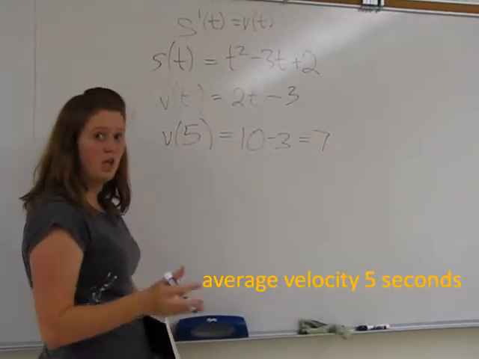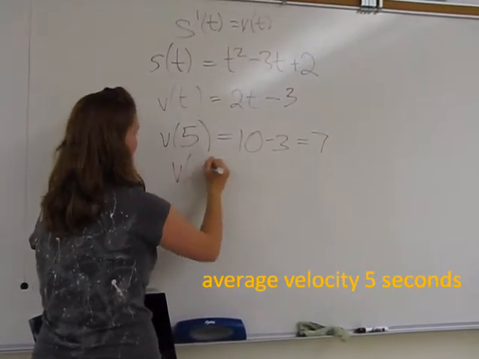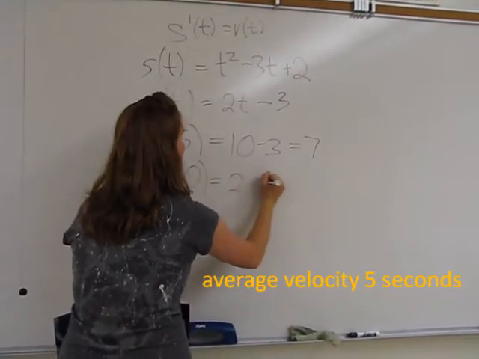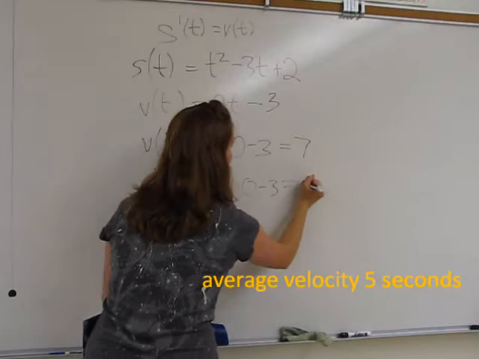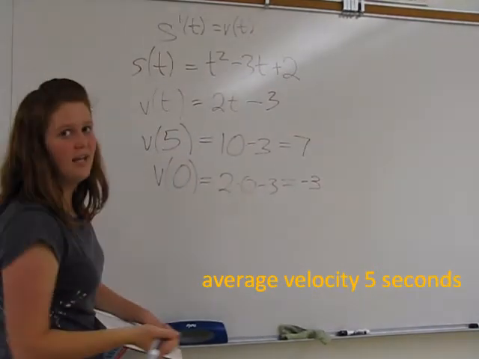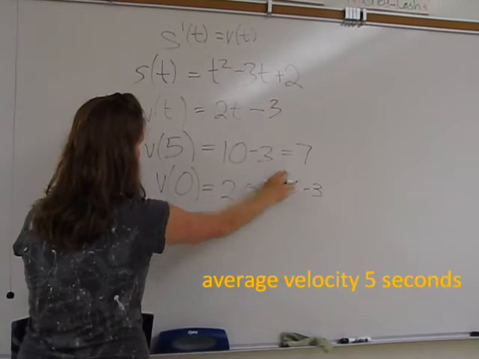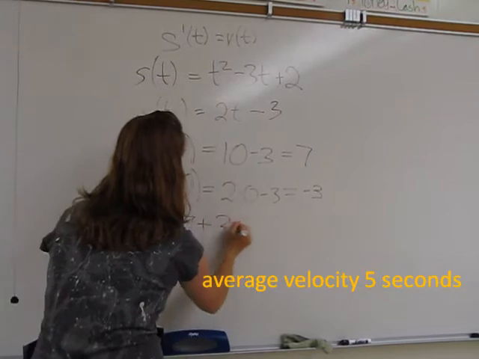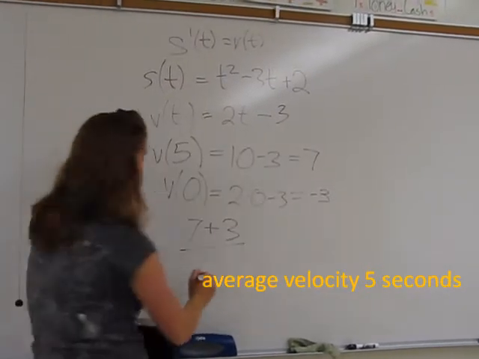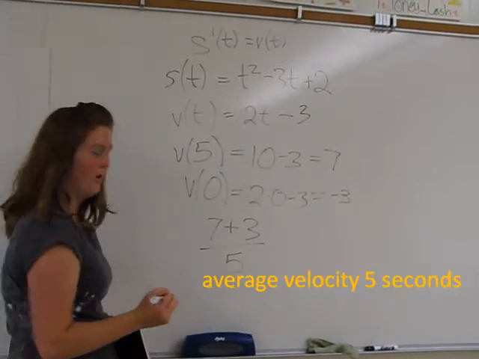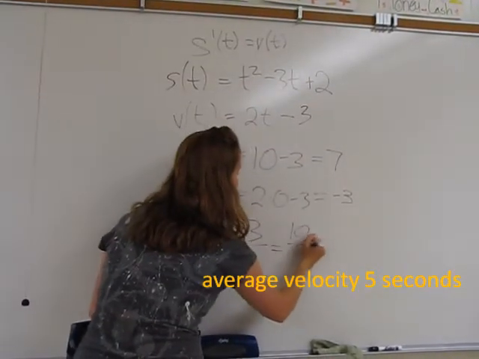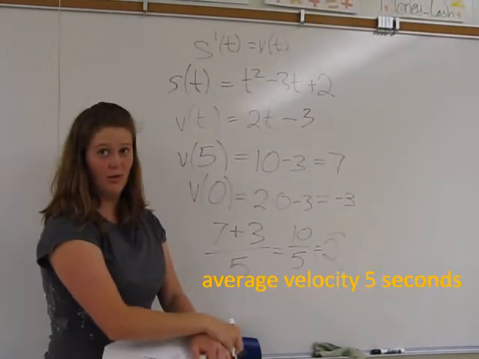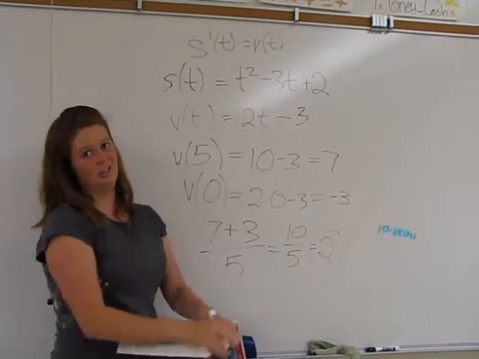Now we need to find our starting velocity. Our starting velocity will be at 0 seconds. So, at 0 seconds, we have a velocity of -3. Therefore, we take the ending velocity, 7, minus the beginning velocity, which is -3, over the interval of time, which is 5 seconds. Therefore, we get 10 divided by 5 equals 2. So the average velocity over a 5-second period is 2.